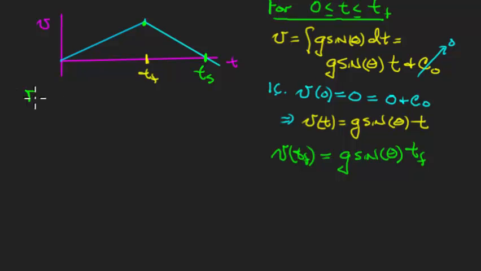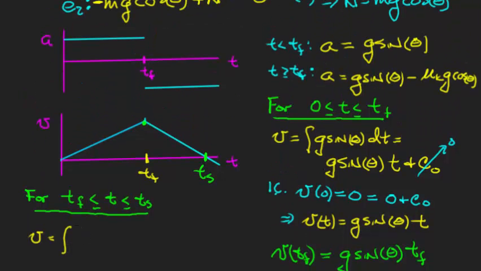So let me just write this in. Here I'm going to look at t between tf and ts, so in this interval right there. When we've got that, then we have v, which is the integral of the acceleration. But this time the acceleration has both these pieces in there.